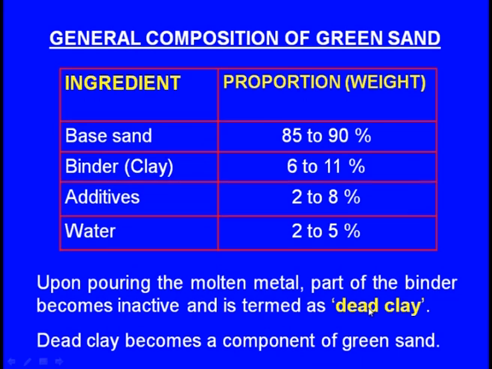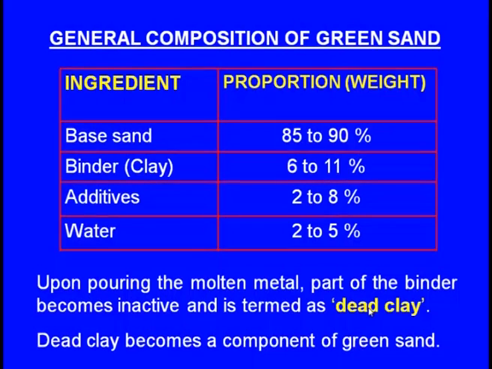Now what happens the first time when we prepare the green sand and make the mould? This dead clay may not be present. But this sand is repeatedly used. Yes, we pour the molten metal, it solidifies, we break the sand mould and take the casting outside. The same sand will be remixed and reused to make another mould. Then, previously a part of the binder has lost its properties and has become the dead clay. So dead clay becomes a component of the green sand. Except the first time, from the second time onwards there will be dead clay in the moulding sand or the green sand.